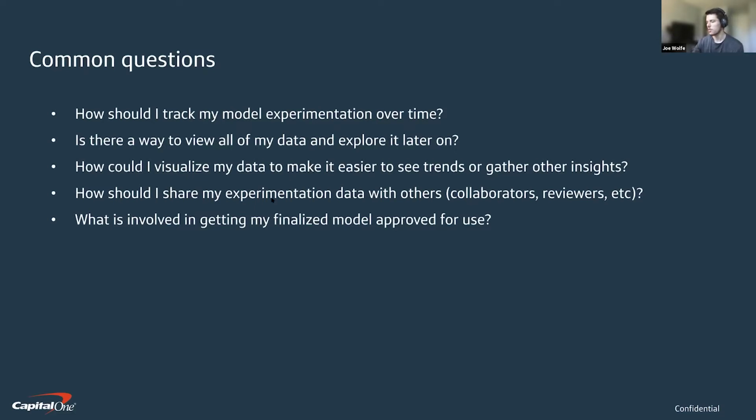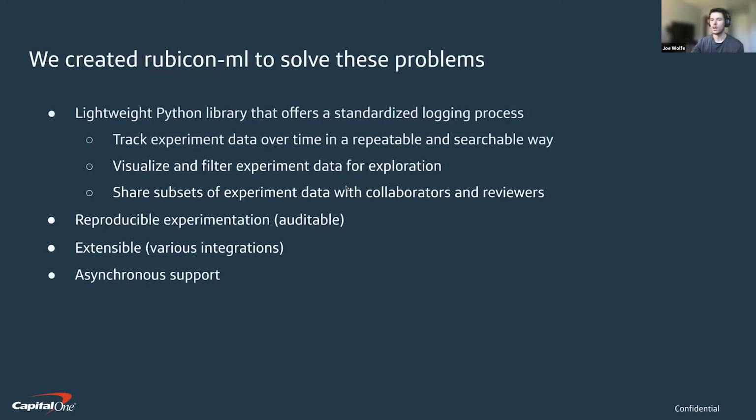So to answer those questions, we developed Rubicon ML. It's a lightweight Python library, and it offers a standardized logging process. This process lets you track your experiment data over time. The key points are that it's always reproducible and it's also searchable. It also comes with a dashboard, and the dashboard lets you visualize and filter your experiment data. And then it comes with a collaboration process that lets you share subsets as you specify with collaborators and reviewers, so they can look at exactly what you want to paint the full picture.